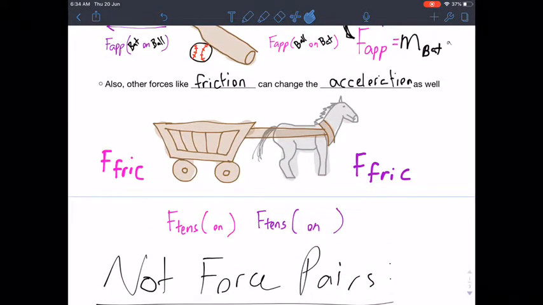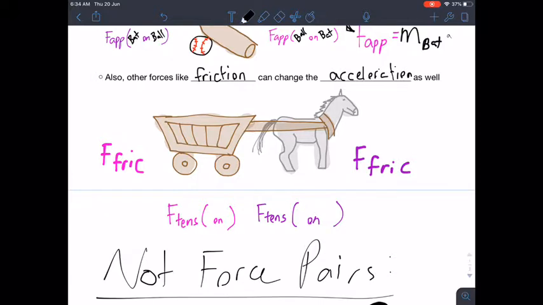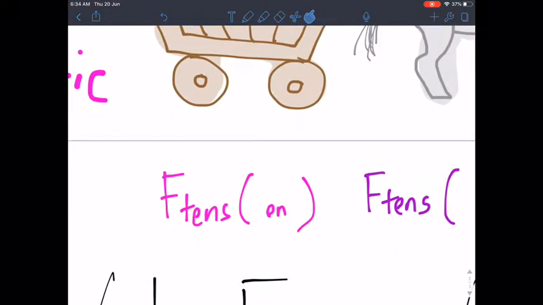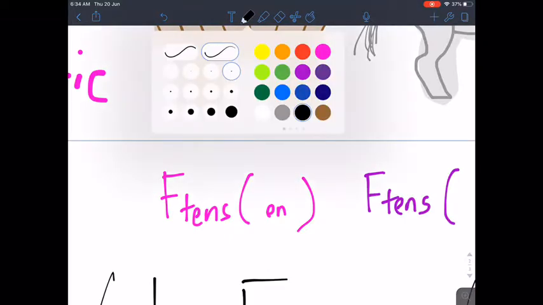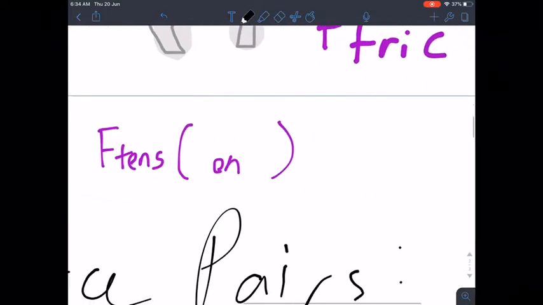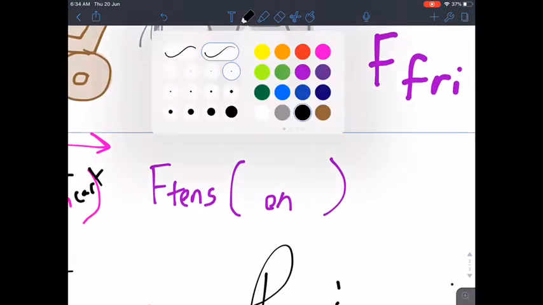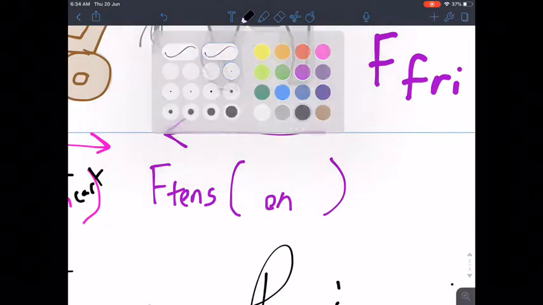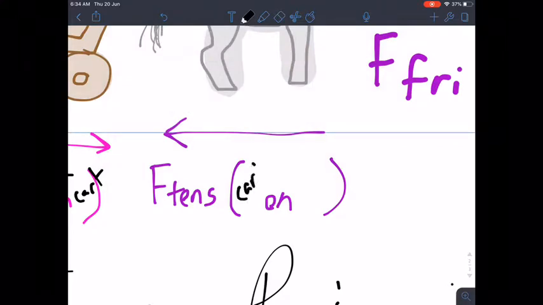Okay, so we've got this horse and this carriage, and the horse is pulling on the carriage with a force of tension, which we're drawing right here. So the horse is pulling this way. I'm going to write it as F tension, horse on cart. I call it a cart because that's shorter to write. And the other force then, again, remember, switch the objects, is a tension force to the left from the cart on the horse.